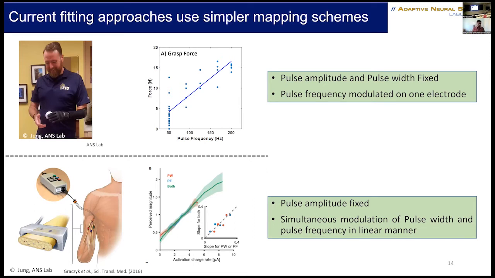Now, how is the fitting done right now? There are a few groups who are working on this topic, and in our lab, the way we do the fitting is we fix the pulse amplitude and the pulse width, and modulate pulse frequency based on the sensor signal on the prosthesis to provide feedback. In another group, they keep the pulse amplitude fixed and modulate pulse width and pulse frequency in a linear manner to elicit the desired percept intensity. So what you're seeing is either you're modulating one parameter or at most two parameters to elicit the desired percept.